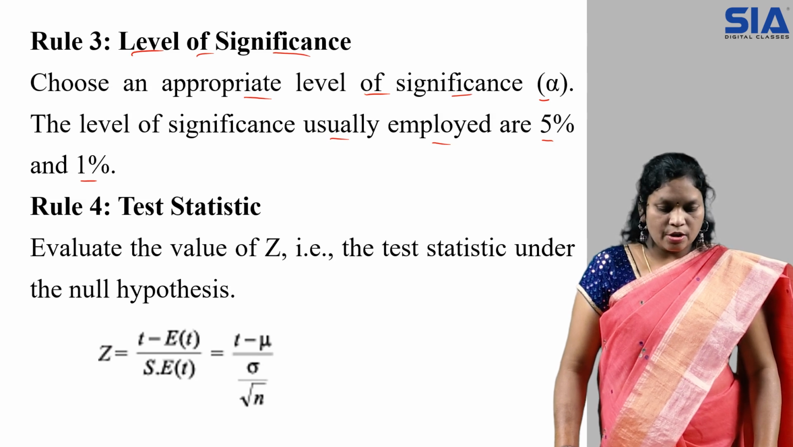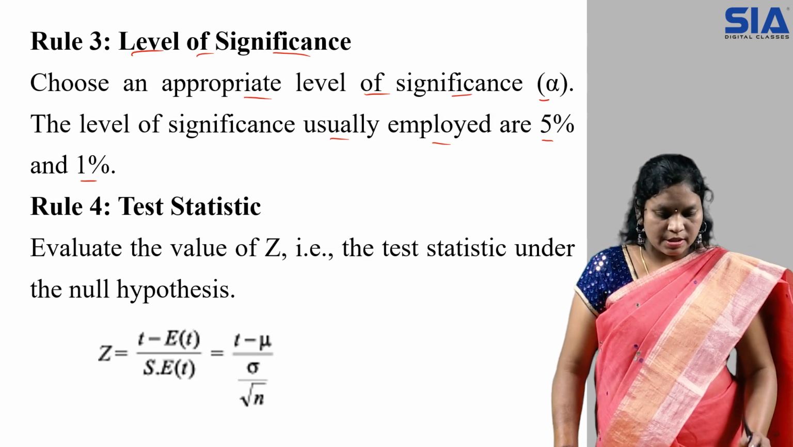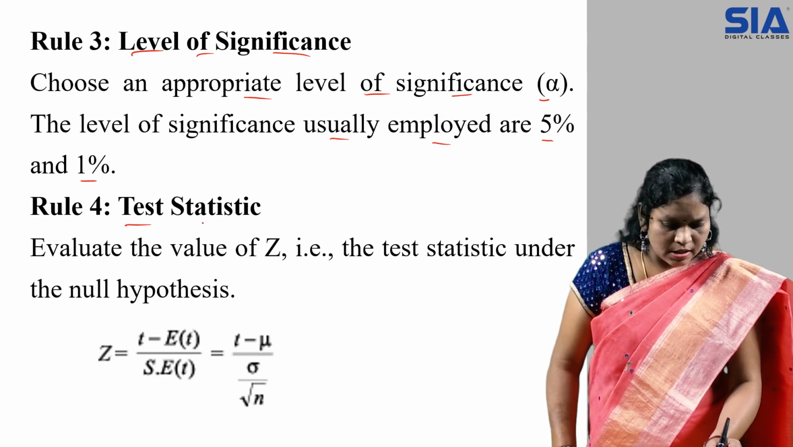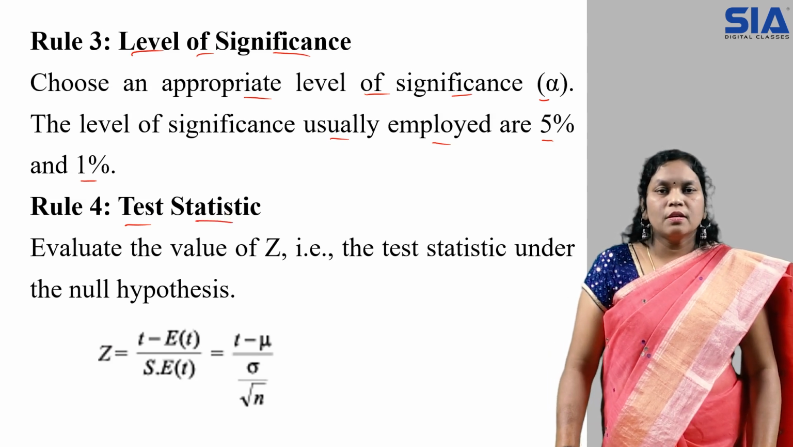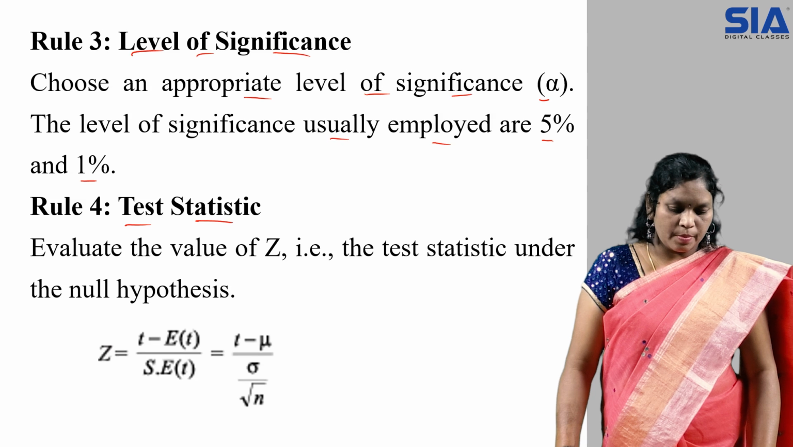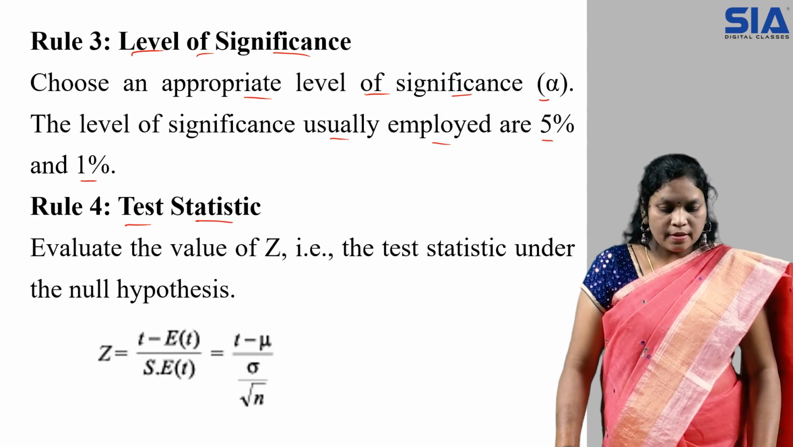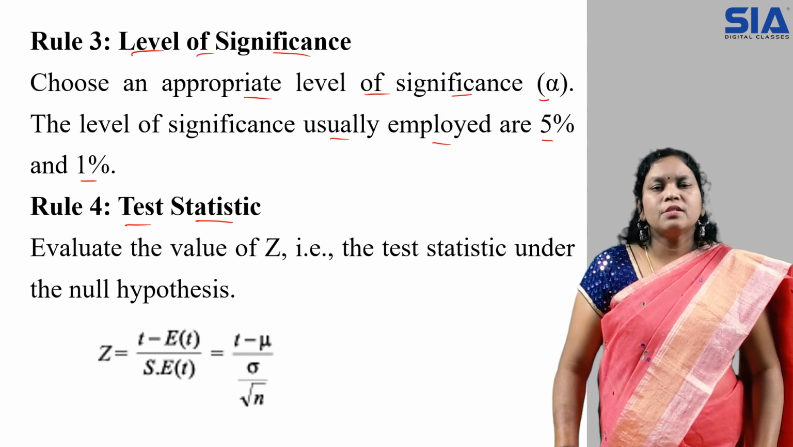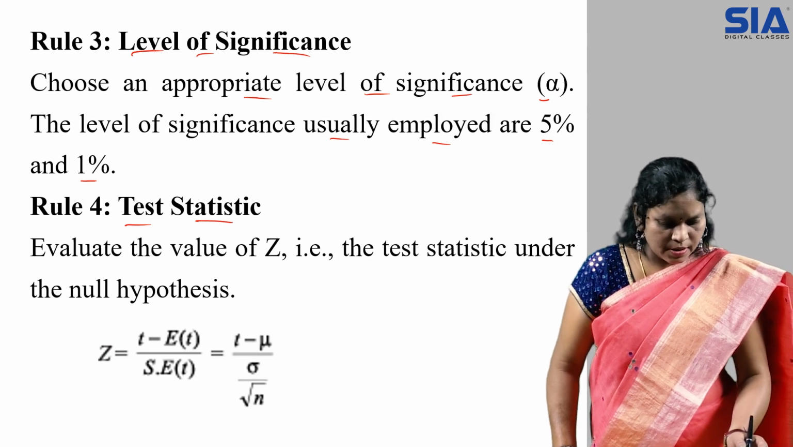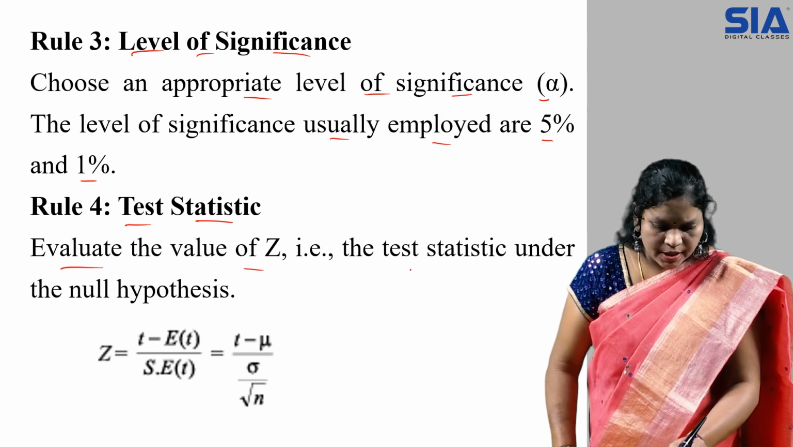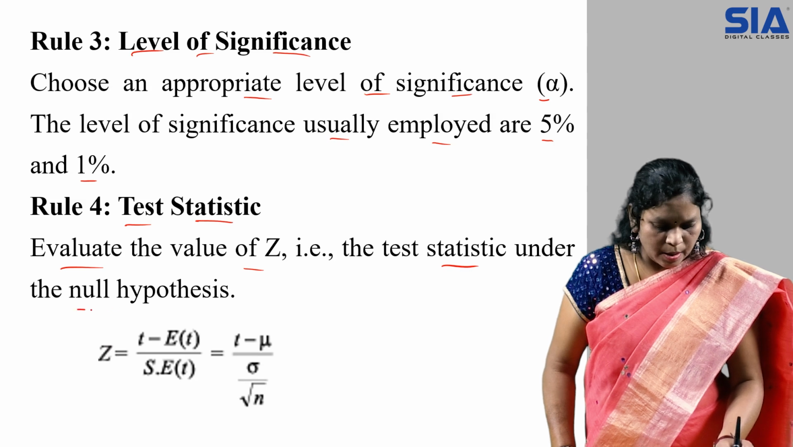Next, let us check it out. Rule number 4, that is the test statistic we have. So for the test statistic, based on the given data we'll go for choosing the particular formula. So based on the data, we'll pick that. Here the generalized one, how the formula goes on, let us learn. The generalized version is to evaluate the value of z, that is the test statistic under the null hypothesis.